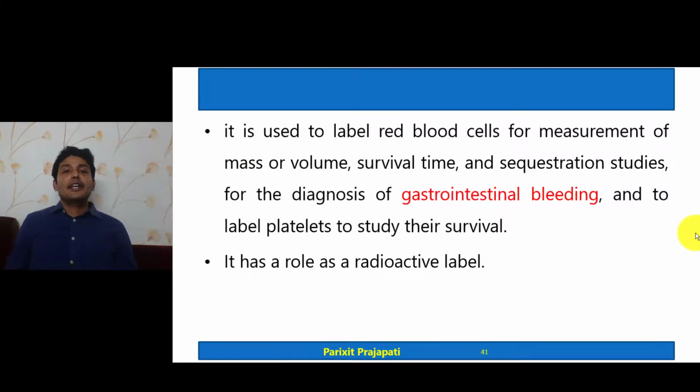Where can it be used? It can be used to label RBC, red blood cells, for measurement of mass or volume, survival time, and sequestration studies, for the diagnosis of GIT, gastrointestinal bleeding, and to label platelets to study their survival. So that means studies related to RBC, then diagnosis of GIT bleeding, this can be used. It can also be used as a radioactive label, so it is used as a radioactive labeling of RBC.